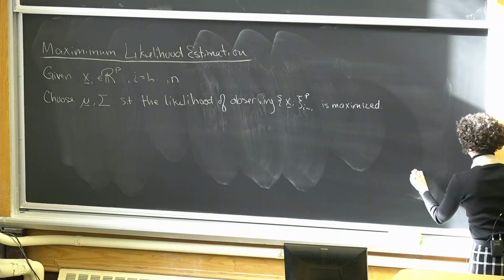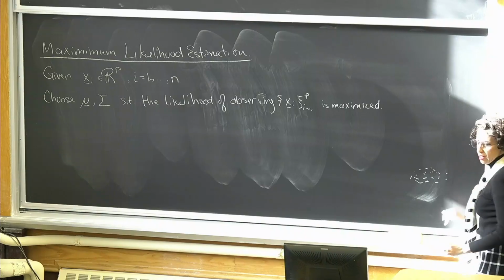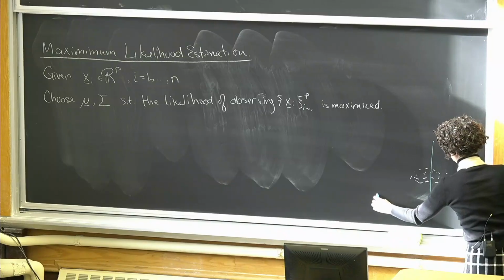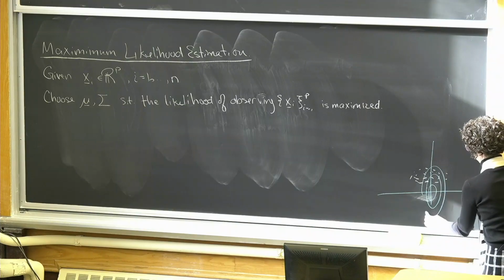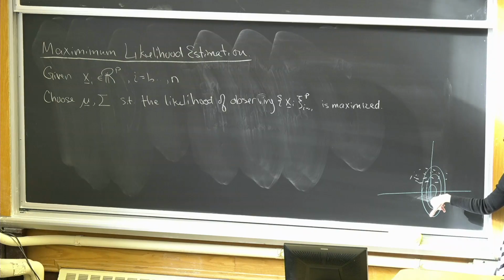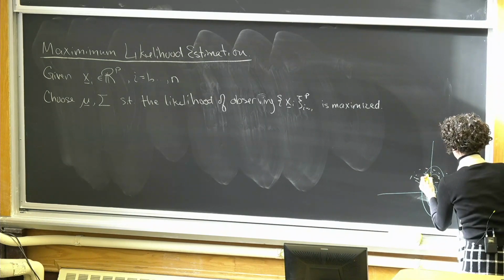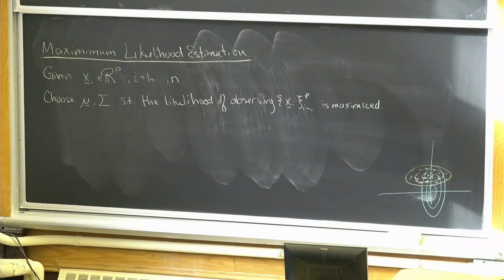If I had a collection of points and they look like this, and then we say, well, what is the mean and covariance of that data? And we look at a Gaussian distribution whose contours are like this, well, this wouldn't be a very likely collection of points to draw from this distribution. So what we're trying to do is find the parameters of the distribution, the mu and the sigma. So in this example, maybe my mu is there and my sigma is like this, that maximizes the likelihood of the samples coming from that distribution.